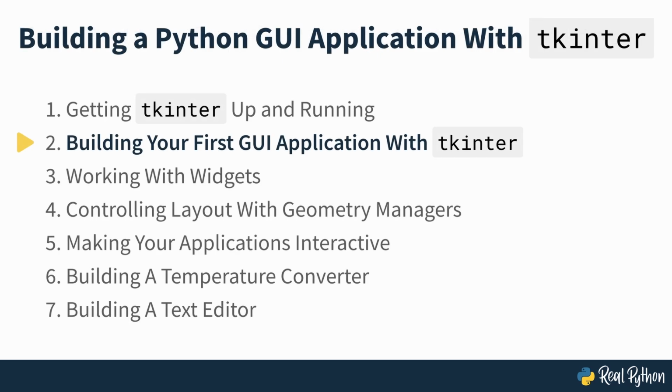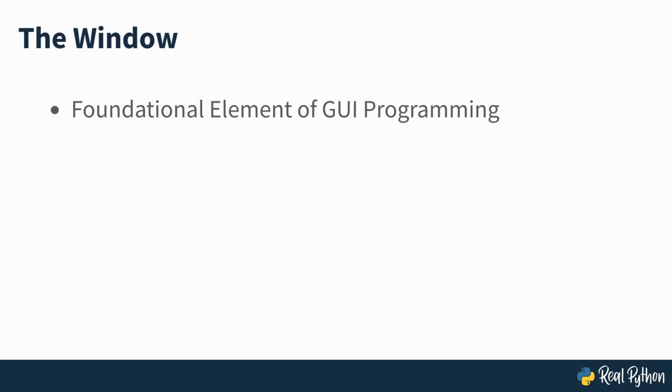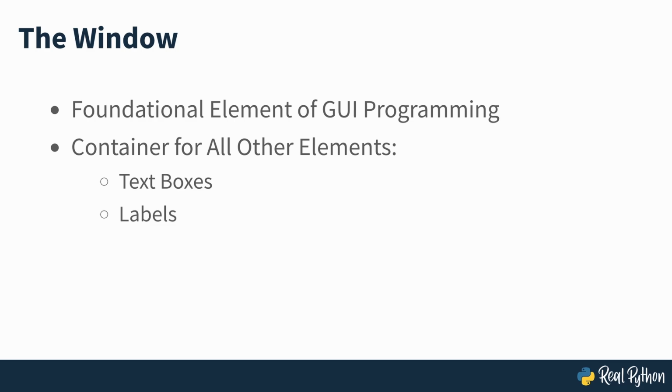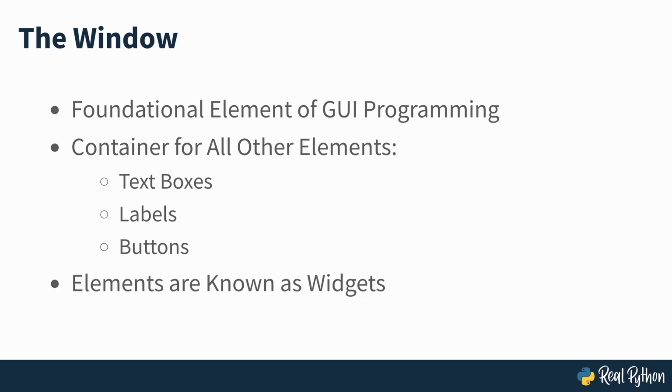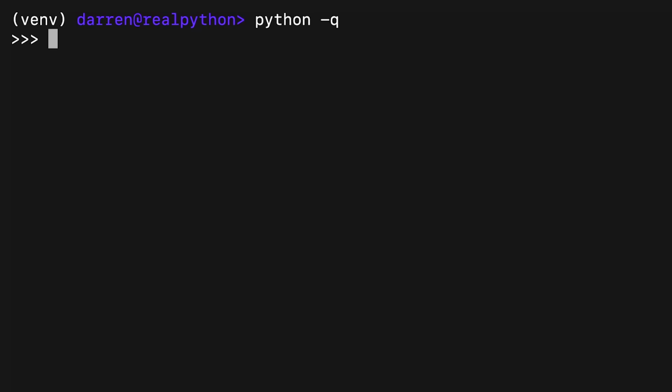Building your first GUI application with Tkinter. The foundational element of a Tkinter GUI is the window. Windows are the containers in which all other GUI elements live. These other elements, such as text boxes, labels, and buttons, are known as widgets. And widgets are contained inside of windows. First, you'll want to create a window that contains a single widget. Open up a new Python shell session and follow along.